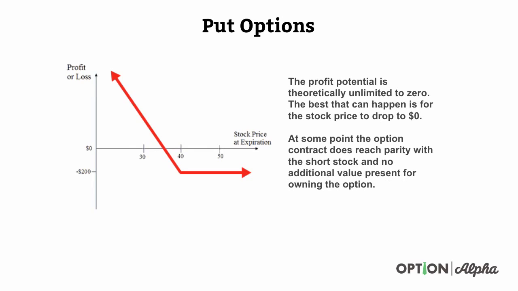Okay? So again, profit potential is theoretically unlimited, just to zero. Obviously, the stock can only drop to zero. So we have unlimited, and you'll see unlimited in a lot of places, but it's really to zero. You can only make as much money as the current value to zero.